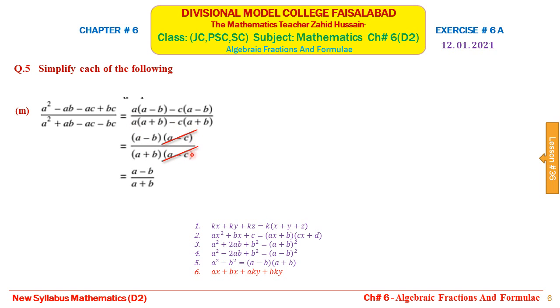Now a minus c is common in numerator and denominator. We will cancel these out and we will be left with a minus b over a plus b. This is the final answer after simplification of this fraction.